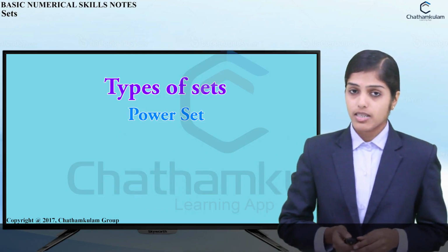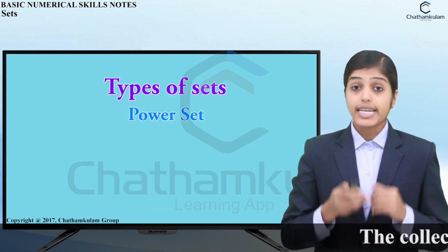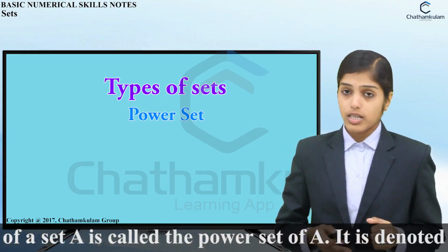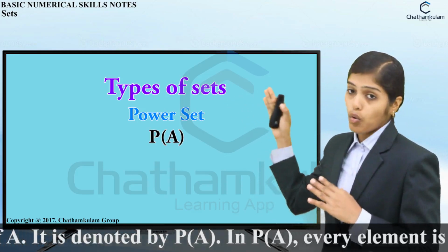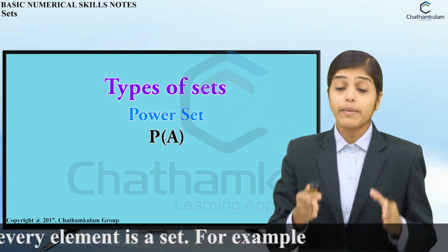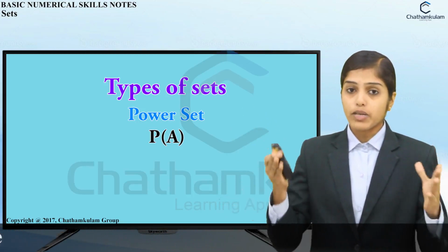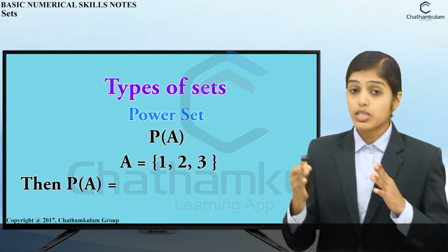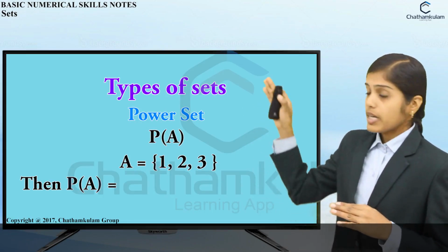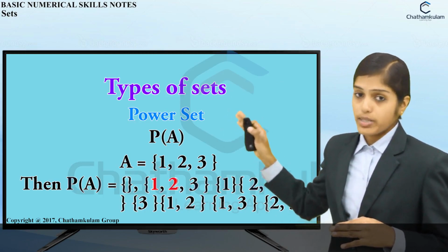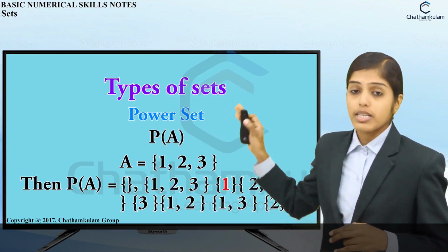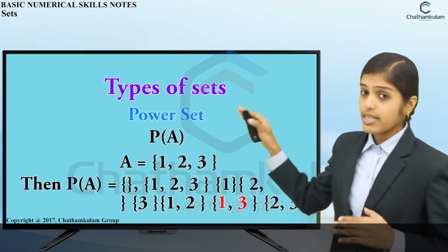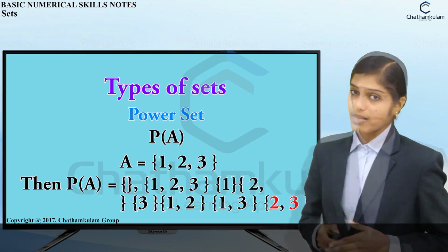Next, power set. So what is a power set? The collection of all subsets of set A is called the power set of A. It is denoted by P of A. In P of A, every element is a set. For example, take set A equal to the set of 1, 2, 3. Then the power set of A, that is P of A, will be: a null set first, then the set of 1, 2, 3, then the set {1}, then the set {2}, then the set {3}, then the set {1, 2}, then the set {1, 3}, and the last set is the set {2, 3}.